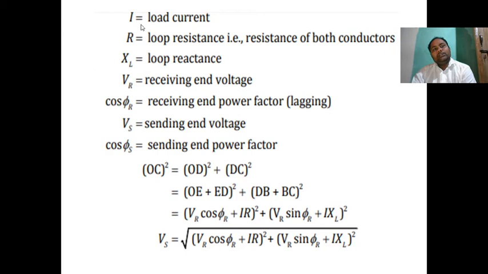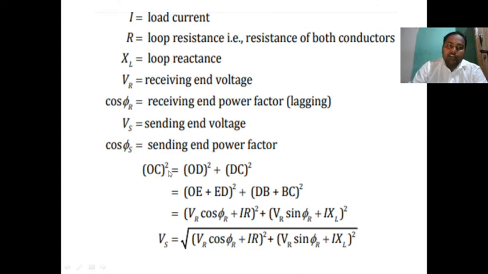So this is the representation. I is the load current, R is the loop resistance, either the resistance of both conductors, XL is the loop reactance, VR is the receiving end voltage, cos phi R is the receiving end power factor, which is lagging. Already I told that it is lagging, because all the loads are inductive in nature. Vs is the sending end voltage, cos phi s is the sending end power factor.